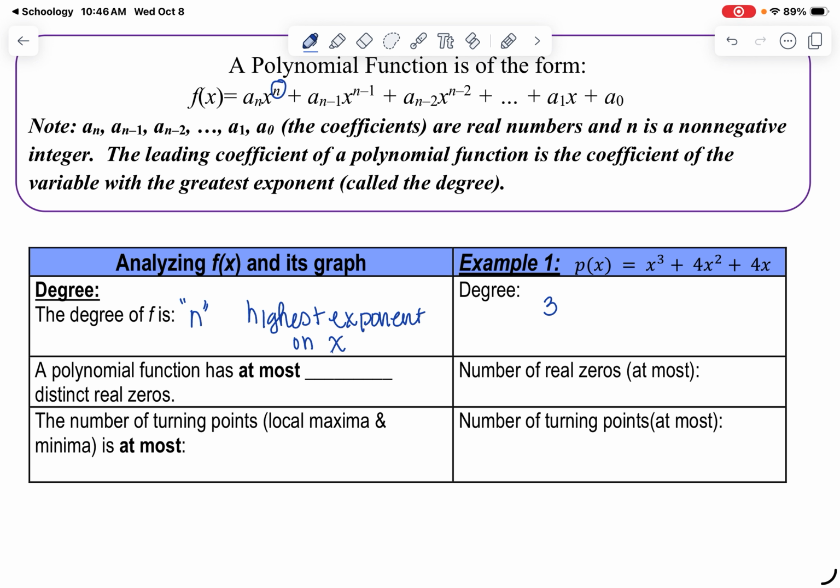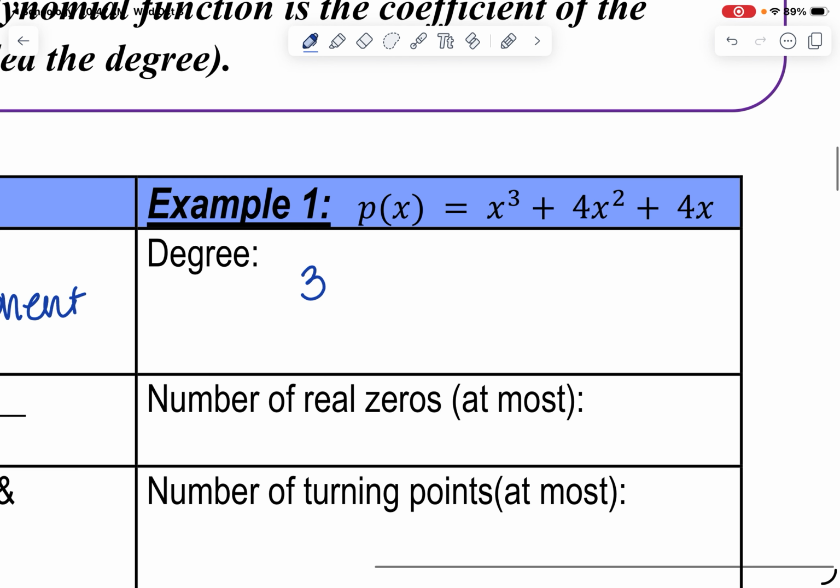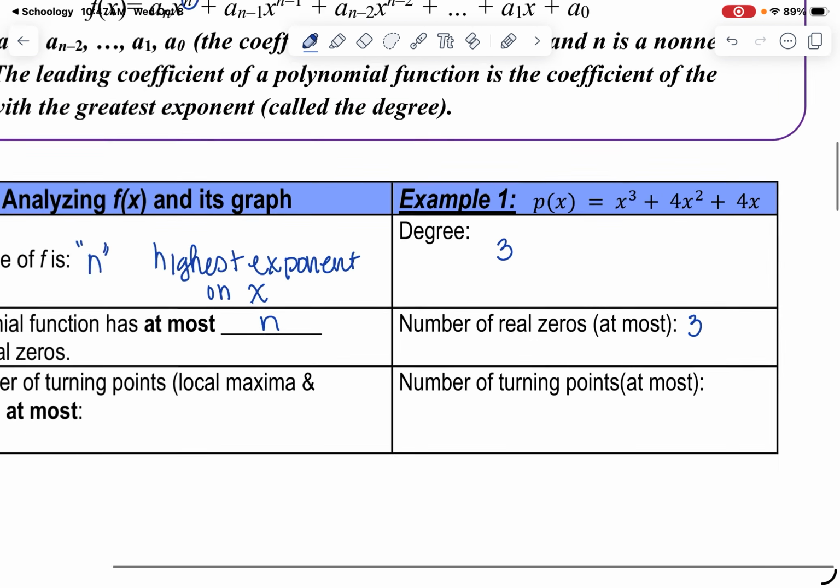A polynomial function has at most blank real zeros. So if the highest exponent is the degree, that's also the most amount of real zeros that it'll have. So it's the same amount, which is n. And notice it says at most because it can have less than that. Can't have more, but it can have less than that. So on this one right here, this is going to have at most 3 real zeros or 3 real solutions. It could have 2 because 1 can be repeated, or it can have 1, the other 2 can be imaginary, right? But at most, it'll have 3 real zeros.